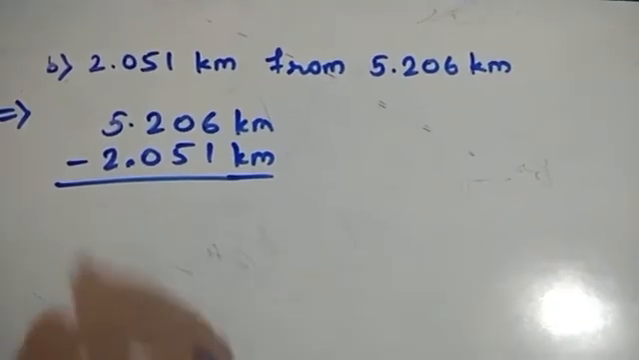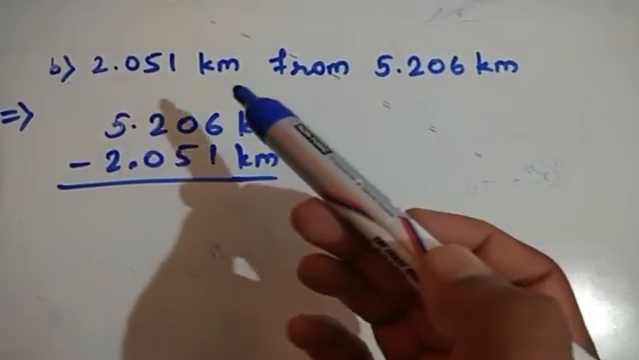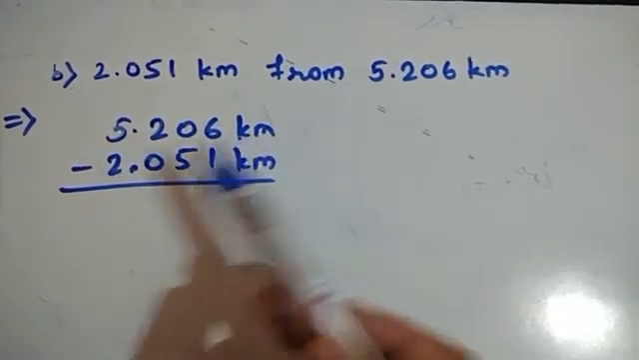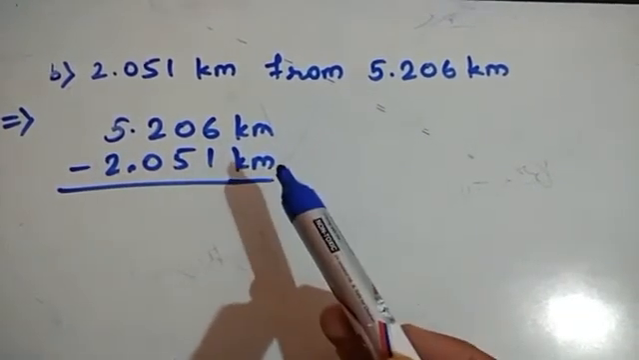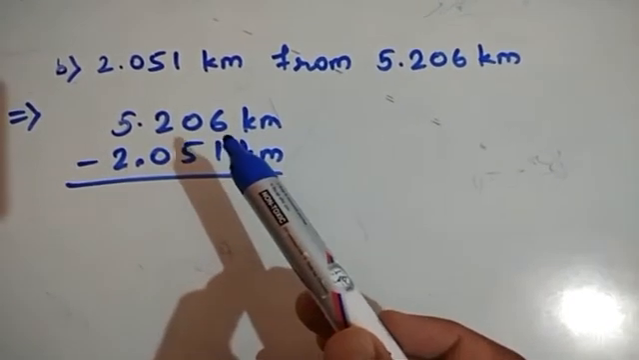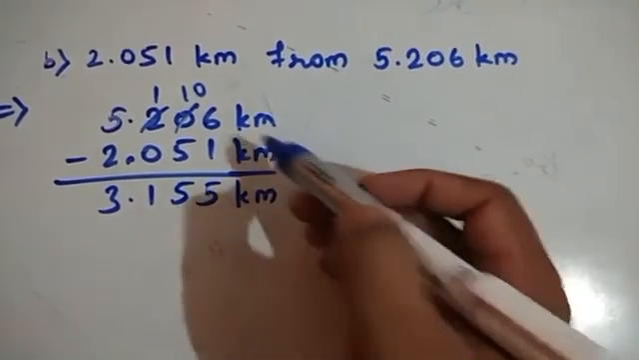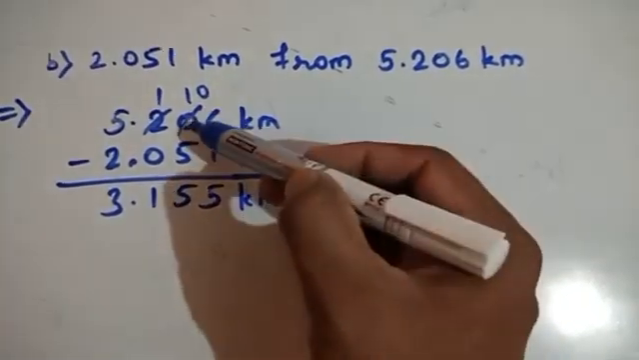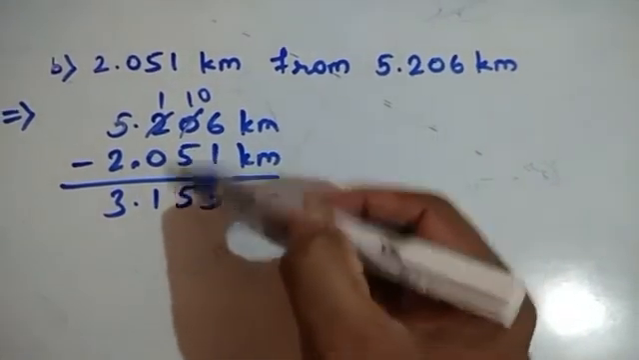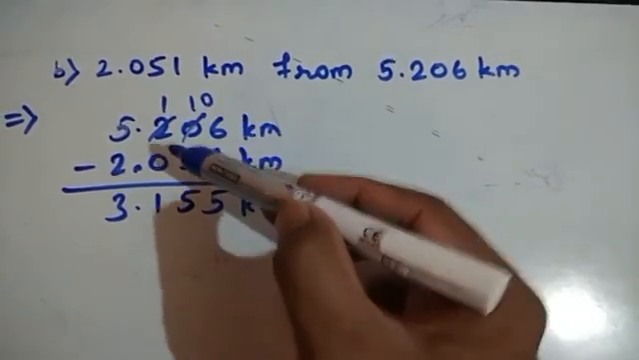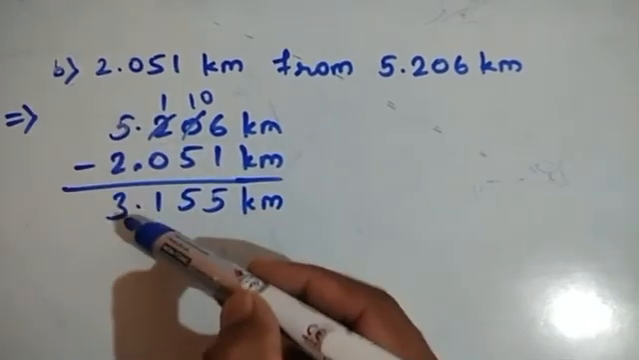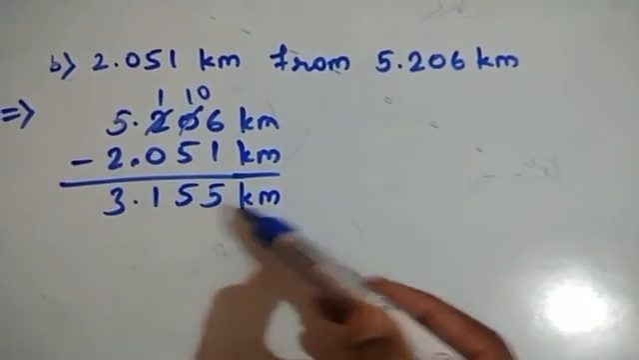See one more example here. 2.051 kilometer we have to subtract from 5.206 kilometer. Therefore, 5.206 kilometer minus 2.051 kilometer. Here you can see in the decimal part we have an equal number of digits, so directly we can subtract. Therefore, 6 minus 1 is 5. Then here from 0 we cannot subtract, therefore borrow 1, so it will become 10. 10 minus 5 is 5. Then this 2 becomes 1 now. Therefore 1 minus 0 is 1. Decimal point exactly below decimal point. Then 5 minus 2 is 3. Therefore the answer is 3.155 kilometer.